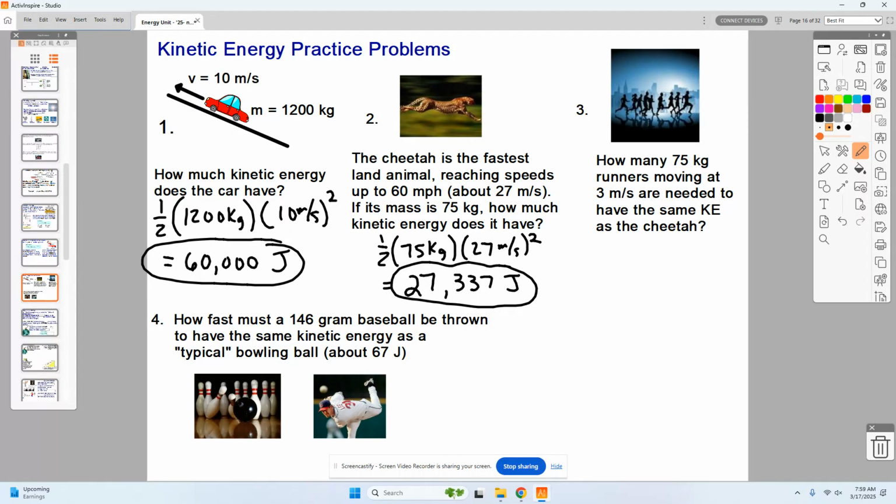Moving on, let's say that we have a group of runners. How many of them would I need to have the same kinetic energy as that single cheetah? See if you can do that without a calculator. If you can't figure out how to do that, then go ahead and use that calculator. But some of you are going to reason through how you can do it. Okay, see if you can try. Give it a go.